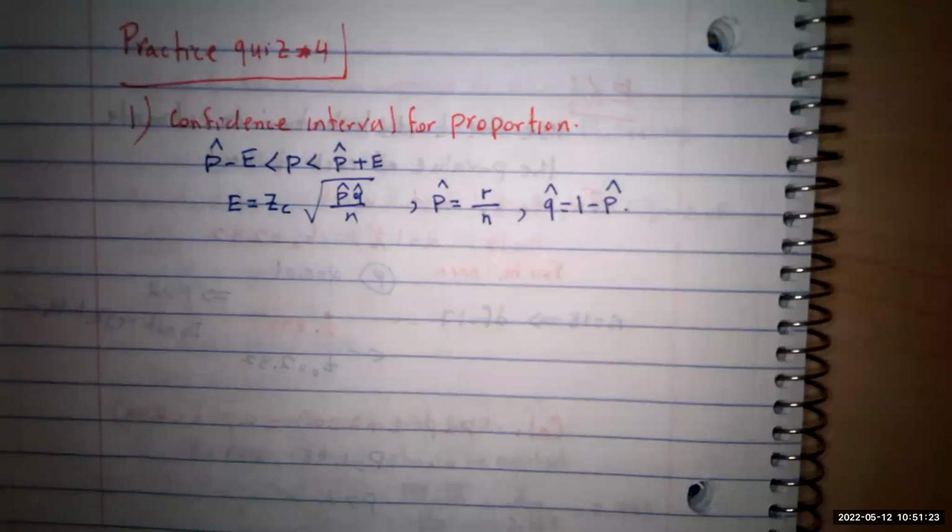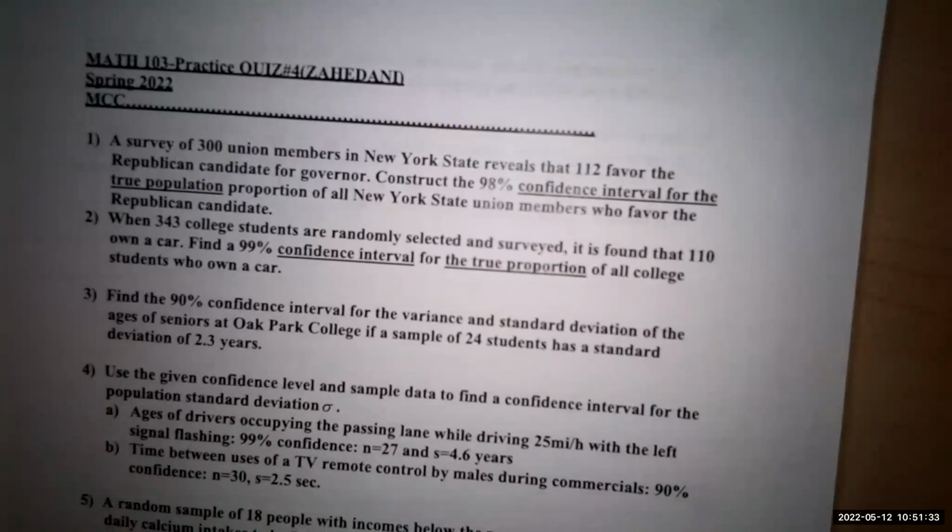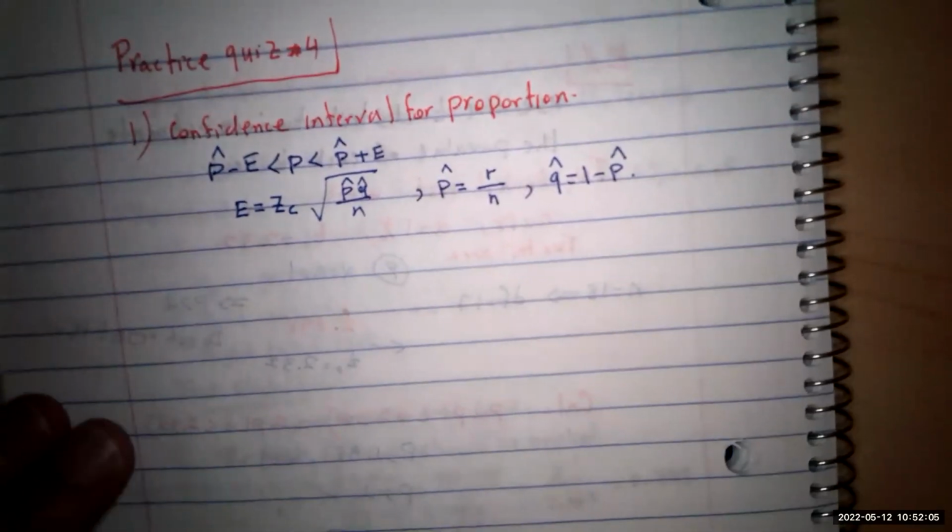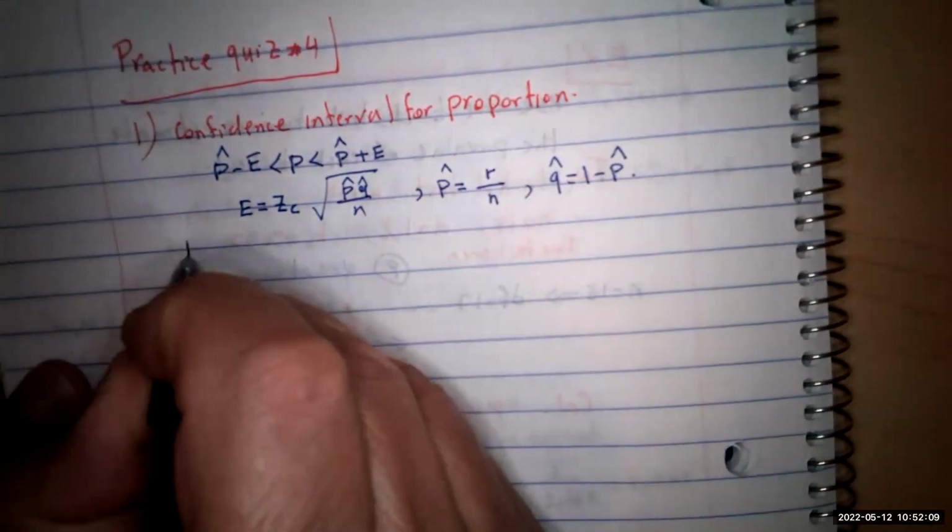So you read the problem and then you collect the information. You read it through to see what type of problem you have. A survey of 300 union members in New York State reveals that 112 favor the Republican candidate for governor. Construct the 98% confidence interval for the true population proportion of those people who are in favor of a Republican candidate. So you realize that this is a confidence interval for the proportion. This is how you check your problem.